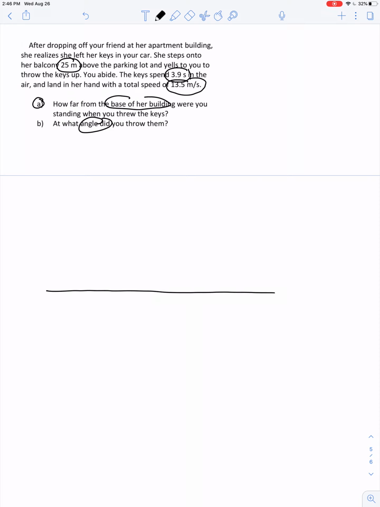Well, there's the ground, and here's the apartment building. Maybe there's a staircase, and then her balcony's here. She sort of leans over the edge of the balcony, puts her hands out. You're down here, and you toss the keys so that they travel something like this and land in her hand. Okay, so if that's how you're picturing it, you've got it right.